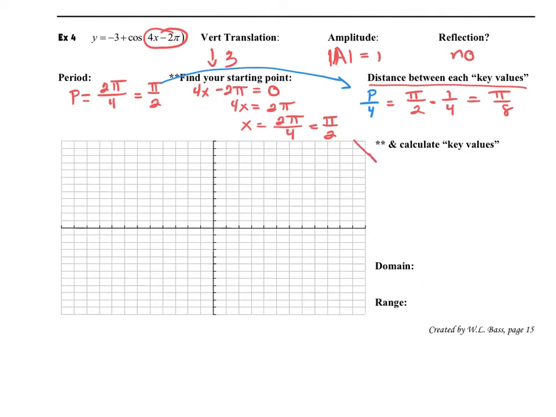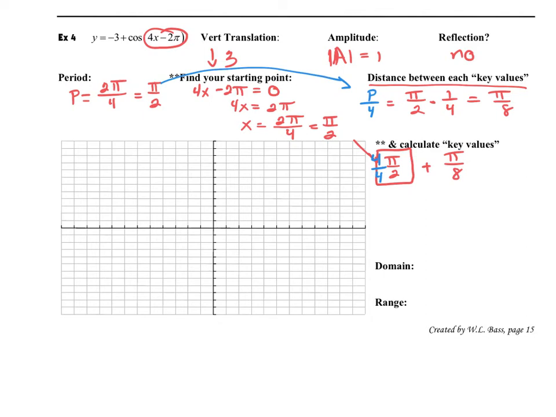So our starting value, pi over 2, is where our first tick mark is going to be. We're going to add to that a pi over 8 each time. Now we're going to need to get some common denominators, so I'm going to multiply that by 4 over 4. So my first value is going to be at 4 pi over 8. Okay, so it's a pi over 2, but a 4 pi over 8.